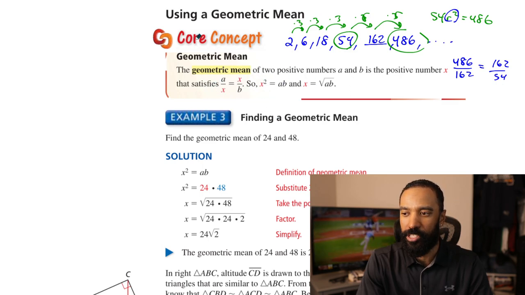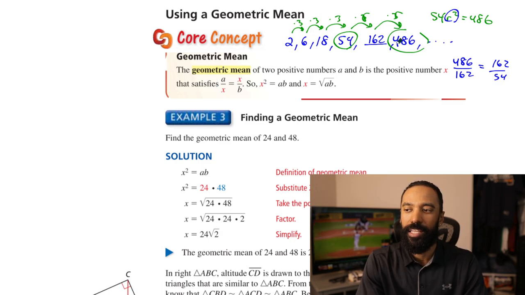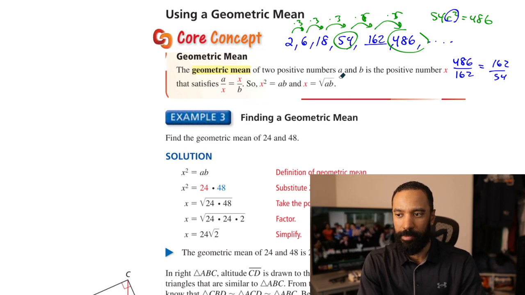The geometric mean of two positive numbers A and B is the positive number X that satisfies this setup here. Once again, the number between two values in a geometric sequence, A over X is X over B. So X squared is A times B, and so on.